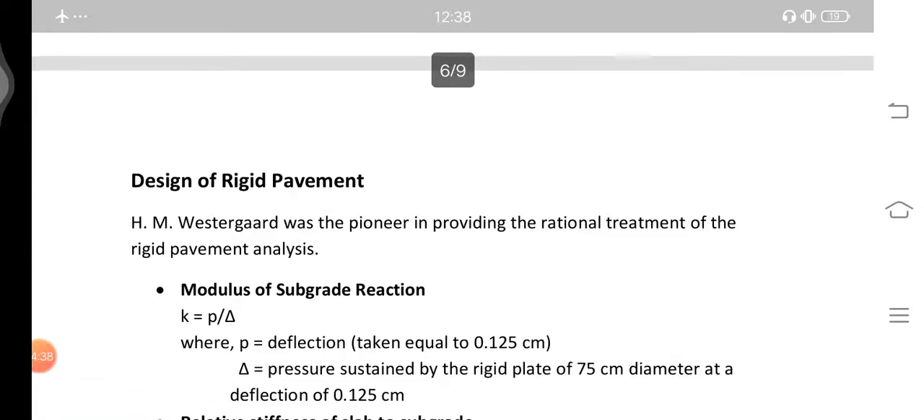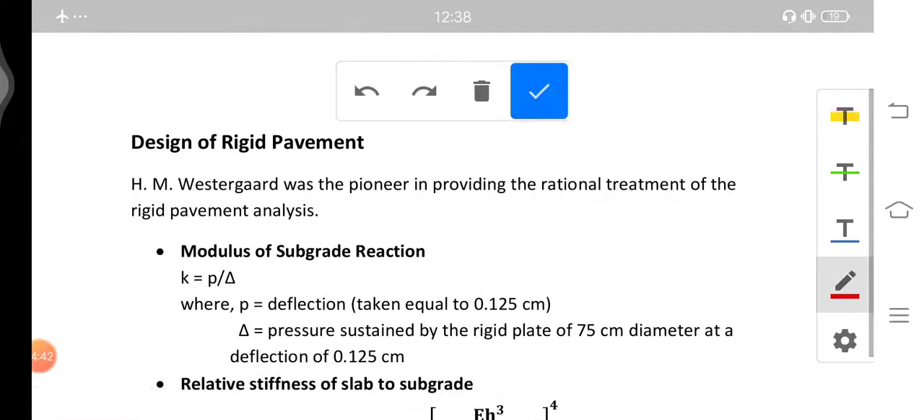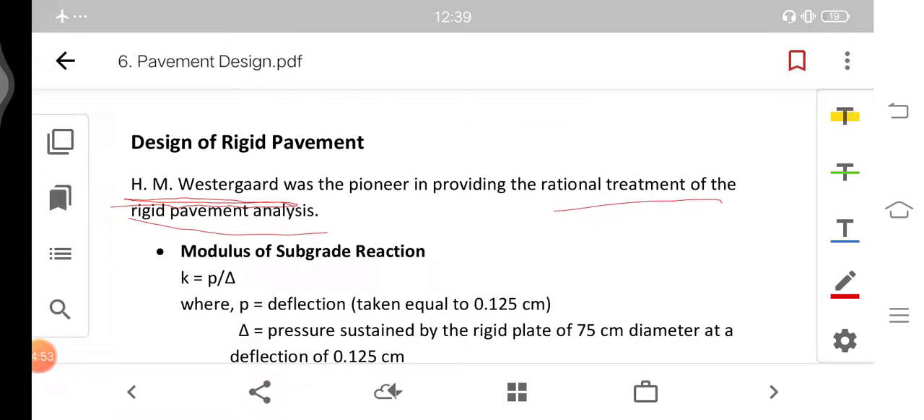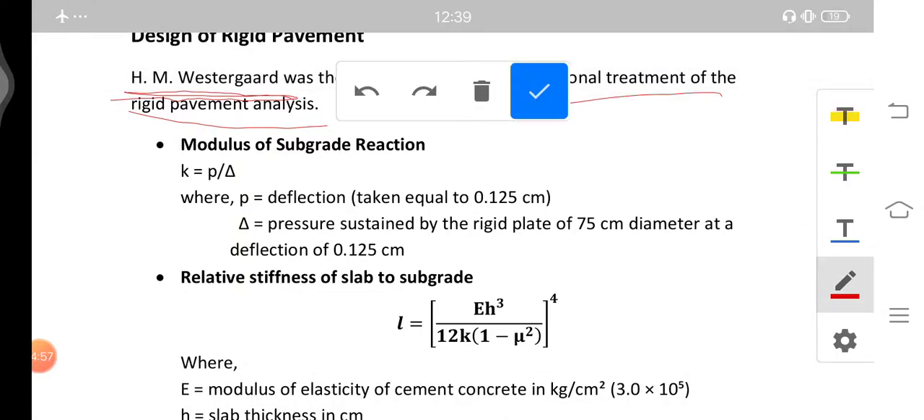So next we move on to the design of rigid pavement, and this was pioneered by Sir H.M. Westergaard, and he provided the rational treatment of the rigid pavement analysis. So modulus of subgrade reaction is given by K equal to P upon Δ, where Δ is the deflection taken equal to 0.125 centimeter and P is the pressure sustained by the rigid plate of 75 centimeter.